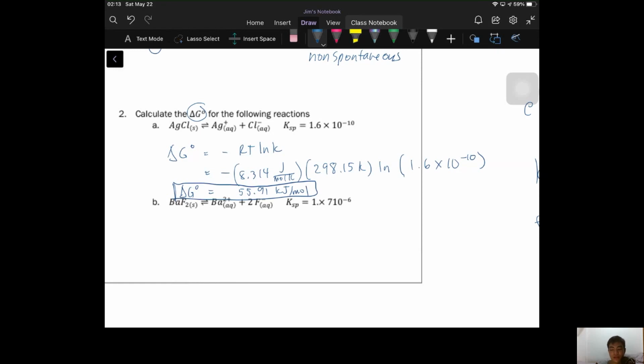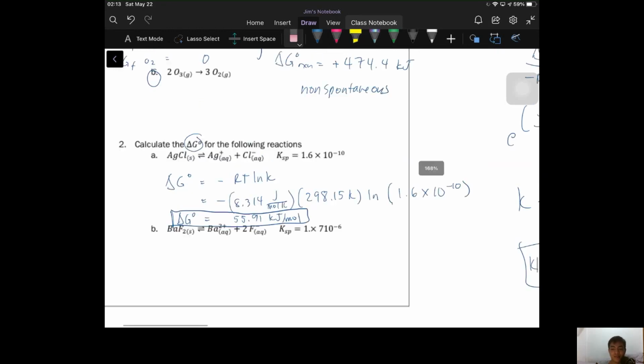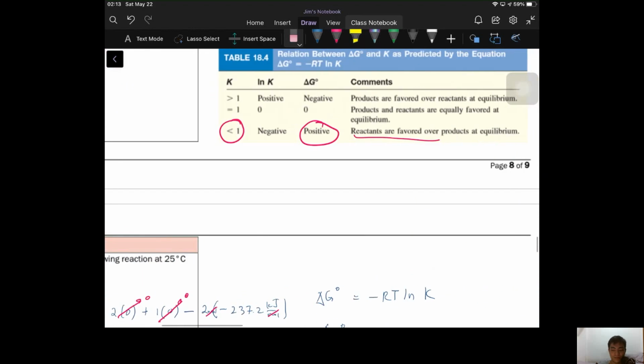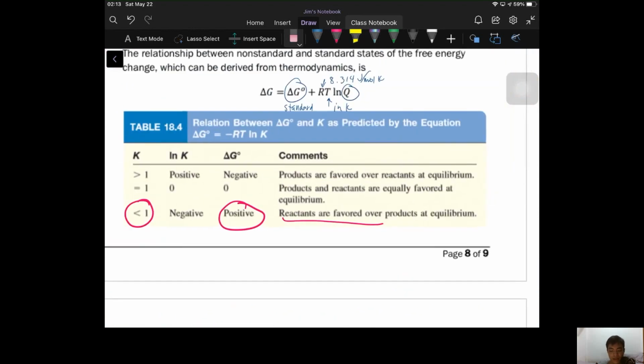So mapapansin nyo, if you have less than 1 value for K, delta G is positive. Okay. So ganun kasi talaga. Mathematical yung relationship na yan. So if you have a positive delta G, then your K will always be less than 1. Meaning, yung formation ng product is not favored. Yung reactants yung favored. Ibig sabihin, hindi mabubuo yung products.